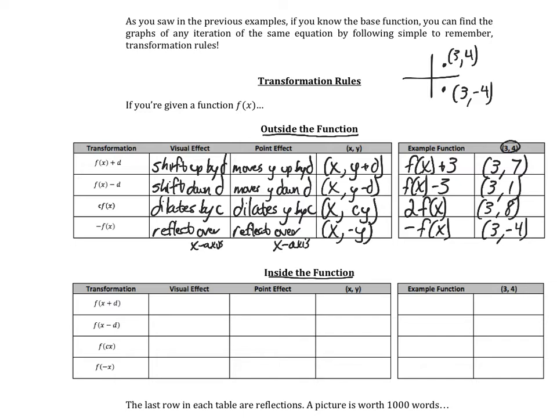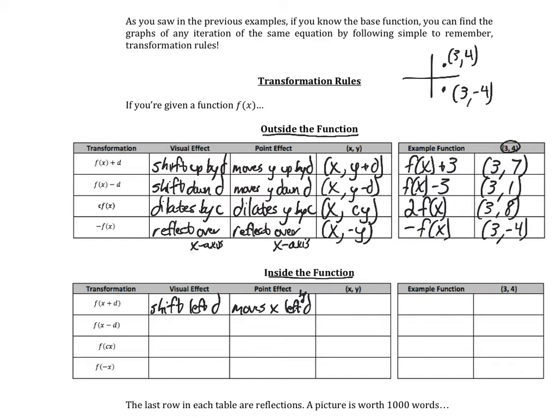Okay. So for example, if I have f of x plus d, and I'm adding d to x before I do anything else, okay, what effect is that going to have? You might think it's going to shift right, but it's actually going to shift left by d. It's going to shift left d. We'll go into more detail on that in our next class, but for right now it's going to shift left d. It moves x left by d.